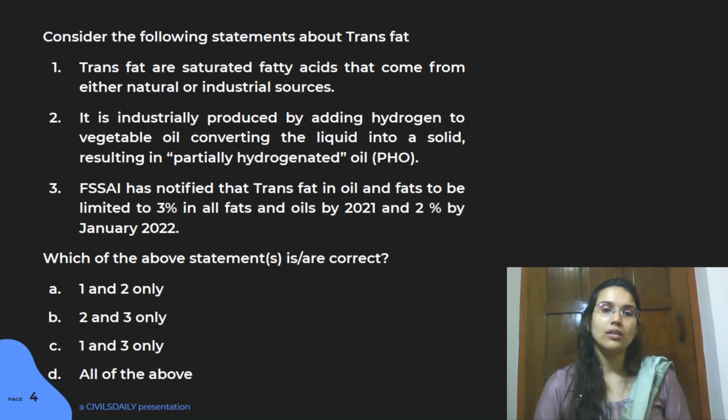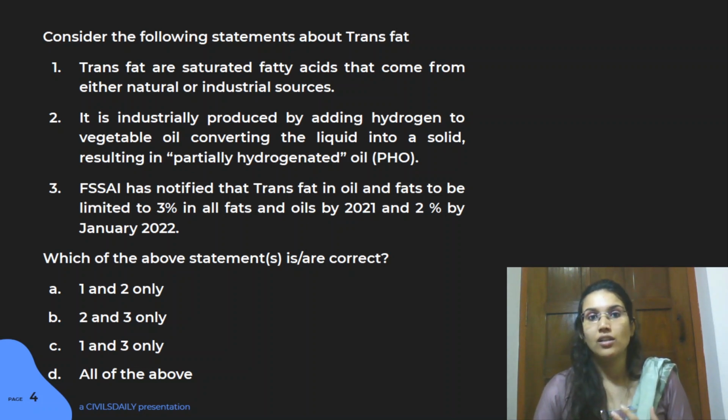And the trouble with this is that it is not healthy for your heart. So too much intake of trans fat can actually lead to a lot of heart related diseases. That is why there has been a lot of awareness regarding this particular fact and how we can reduce its intake in our food products.